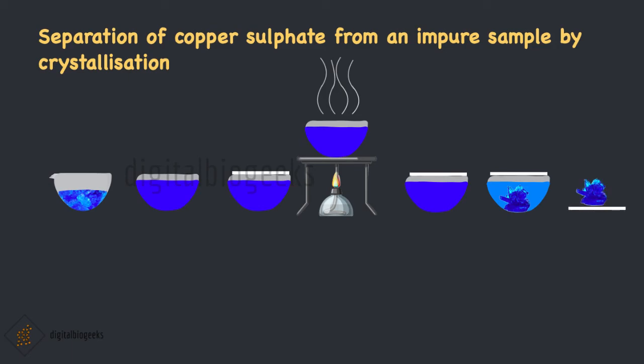Now drain the solution and dry it with a filter paper. What we get is pure copper sulphate crystals. This crystallization method is used to purify solids. We know that we get salt from seawater. To remove impurities of salt, we use this crystallization method.